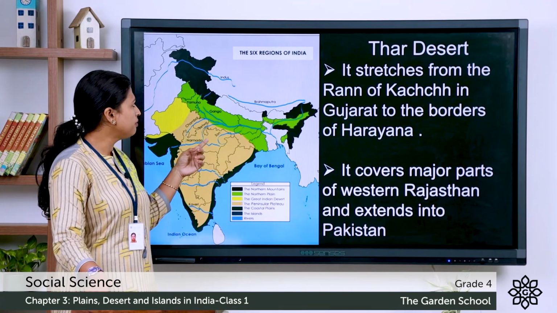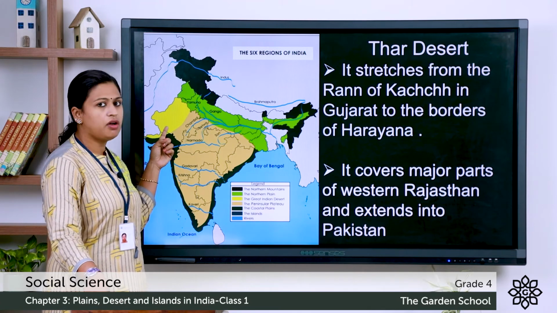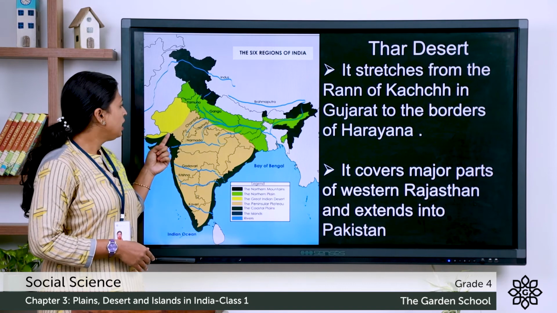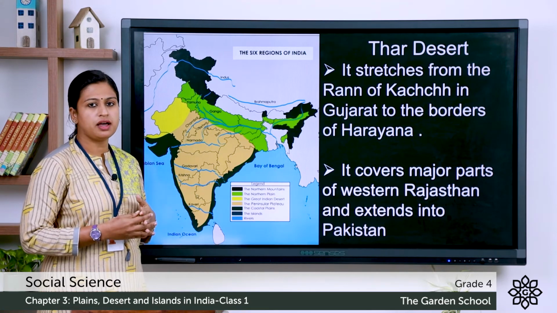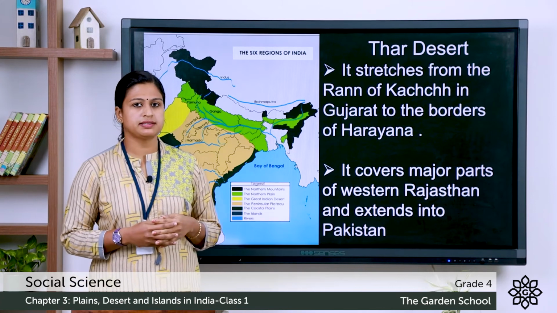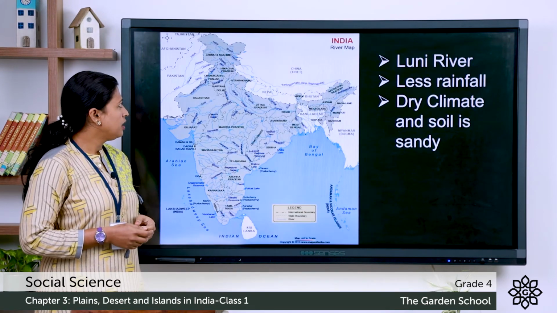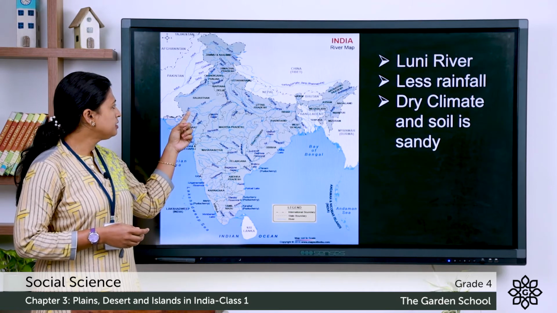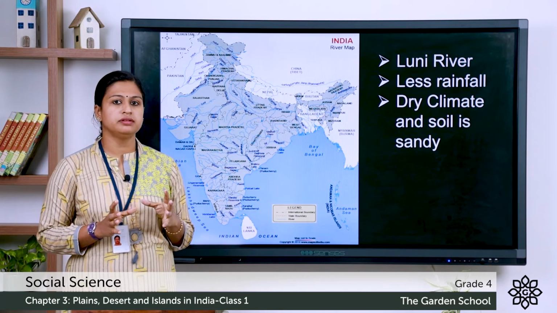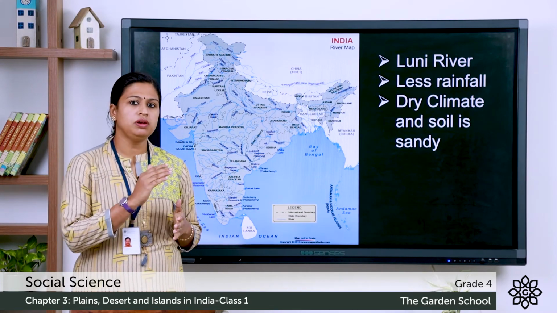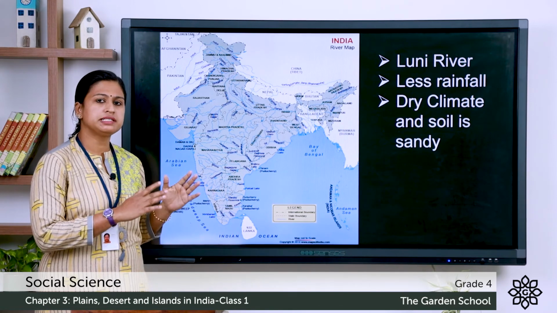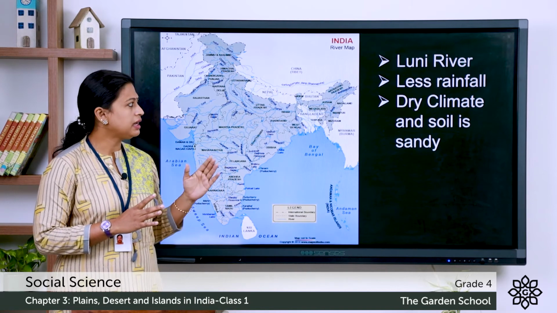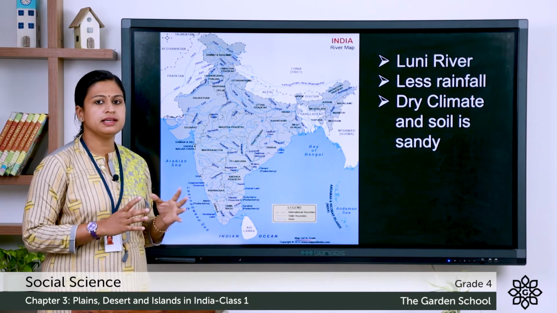You can see here in the map, it stretches from Rann of Kutch in Gujarat till the border of Haryana. It covers major part of Rajasthan and extends into Pakistan. This is the map of Indian rivers. You can see the desert consists of a narrow river, that is Luni. It is the only river. This area receives very less rainfall or no rainfall. Due to this, the climate is very dry and the soil is sandy.